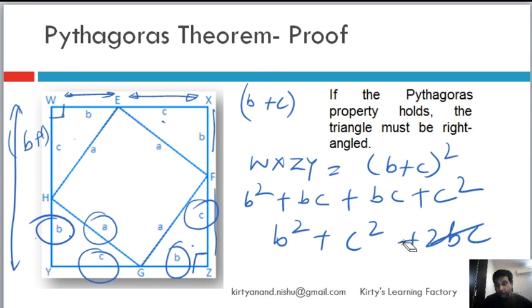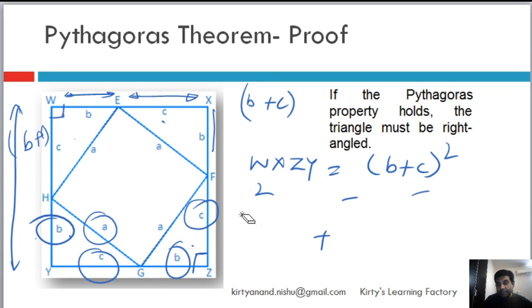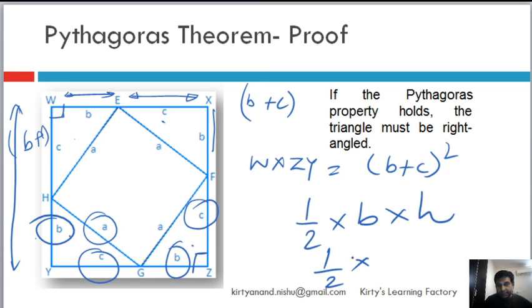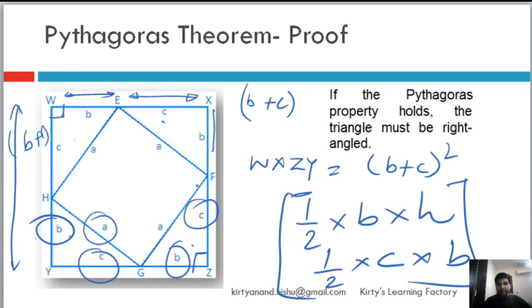Now the only thing I haven't told you is that the area of a right angle triangle is half into base into height. Here the base is c, and the perpendicular or height is b. It doesn't matter whether the base is b or c, because ultimately we are multiplying both and then taking half. How this happened, this proof we will park for later. Just remember that the area of a right angle triangle is half into base into height, and using this we have proven the Pythagoras theorem.